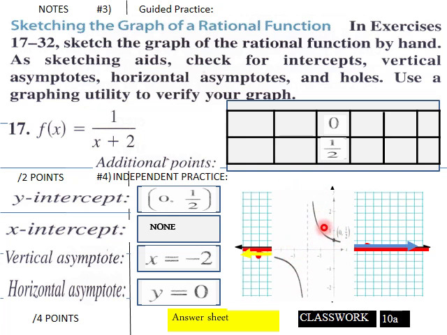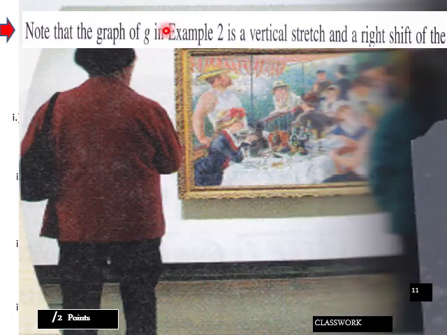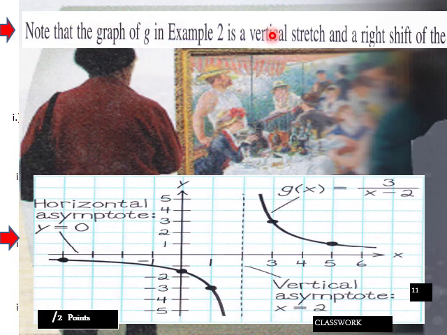This is what it would look like on your graphing calculator. So we have a y-intercept here at (0, 1/2). So you just take it from there. Okay, finishing that. Now remember that the graph of g in example 2 is a vertical stretch and a right shift. So here is g of x equals 3 over x minus 2.